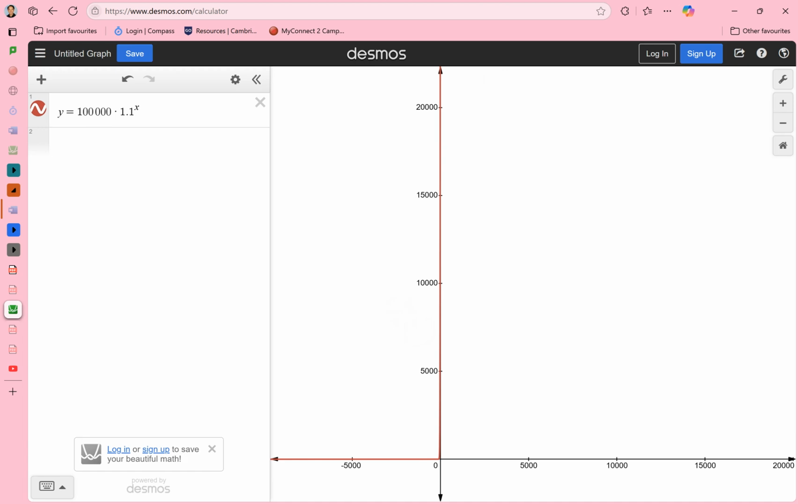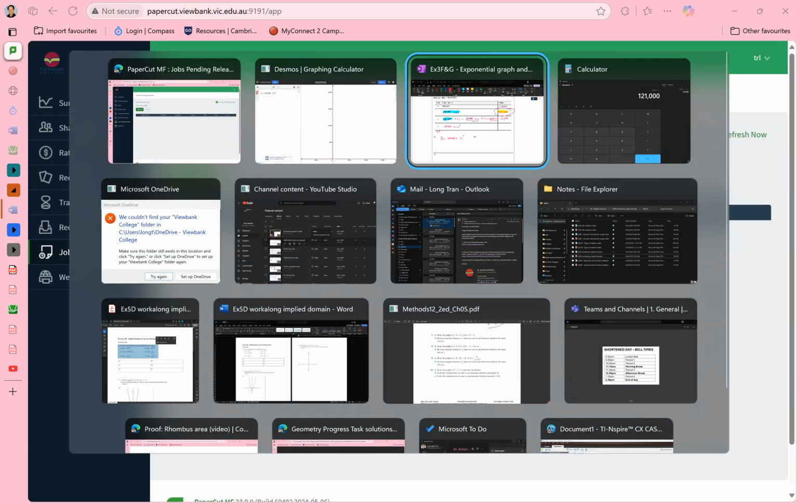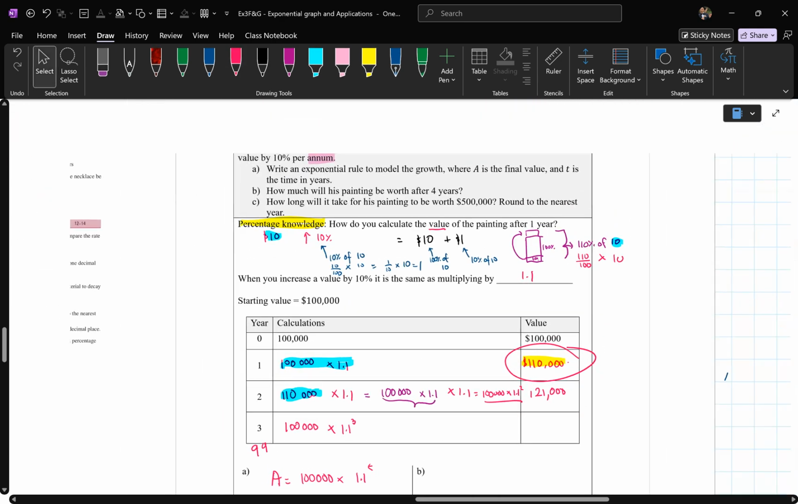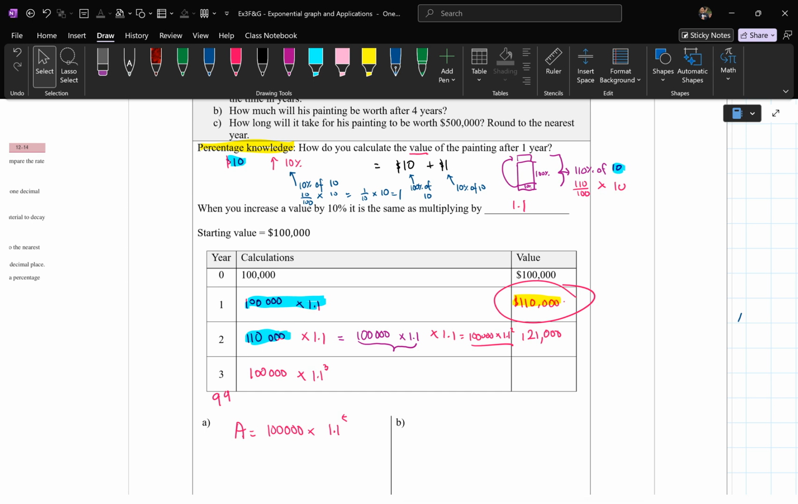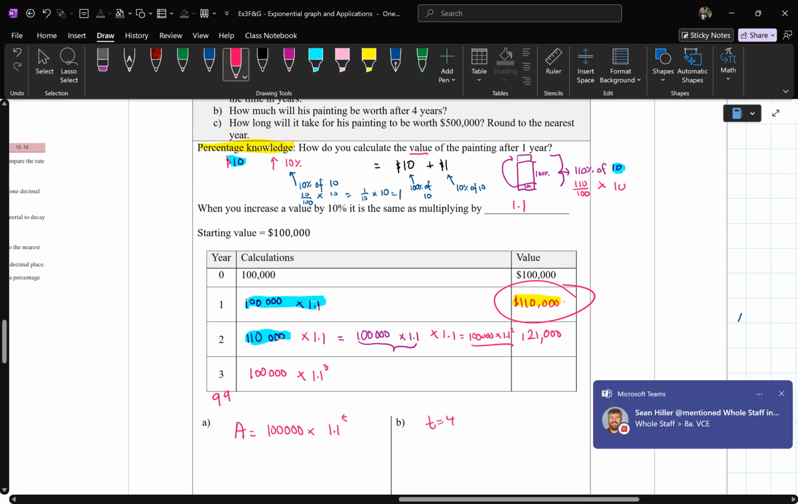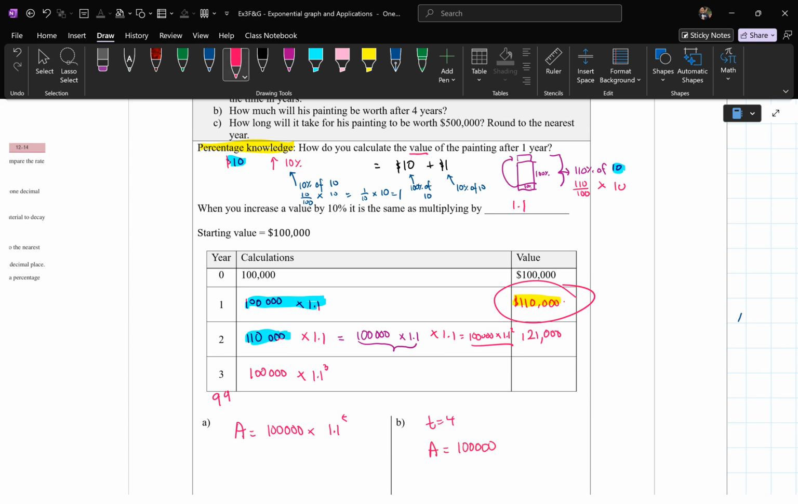Okay? This is where you're solving now. So all the algebra that you've been doing, you can now solve this type of equation. So let's go. Let's solve some things. Question B. So we've modeled it. Question B says, how much will his painting be worth after 4 years? So I've got a table here and you could work it out, but now we've got a rule we can work out after 4 years. T equals 4. So your answer must be A is equal to how much you started off with, 100,000.